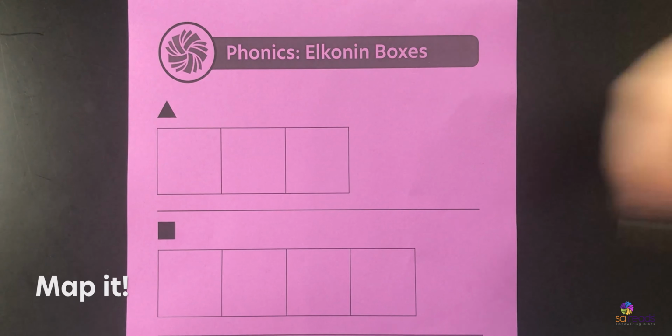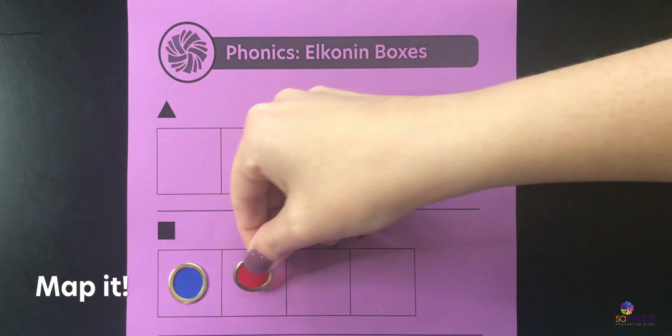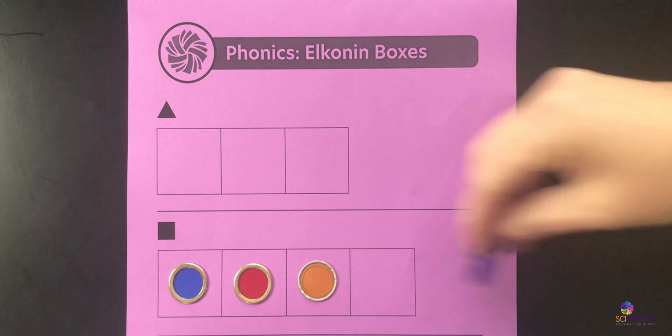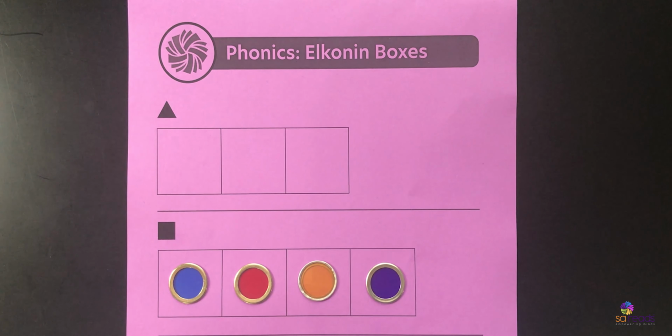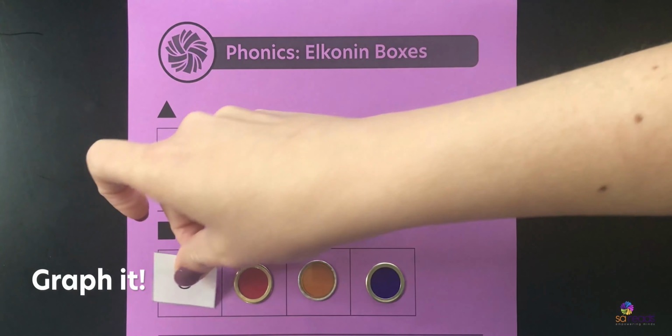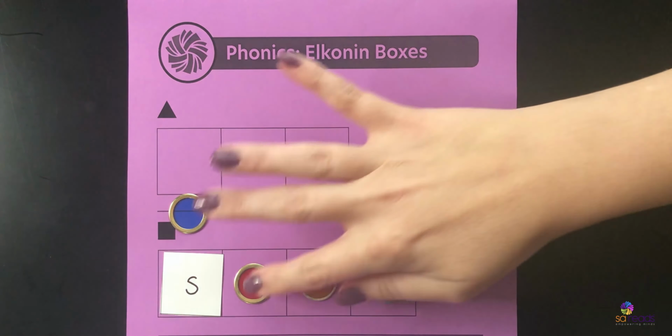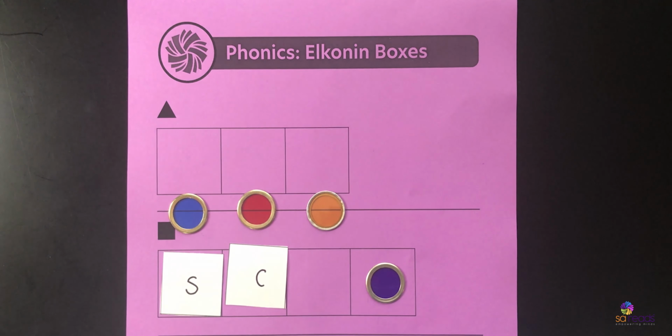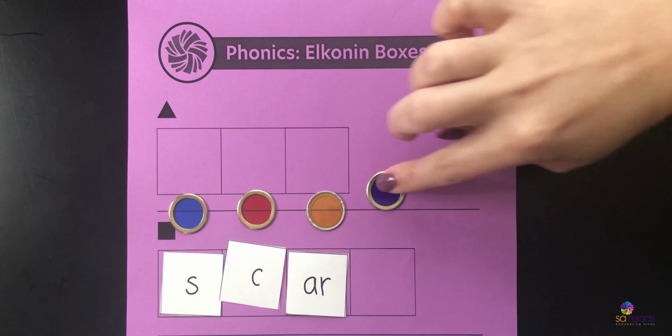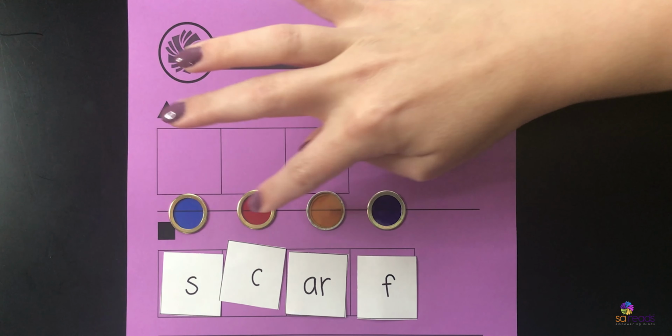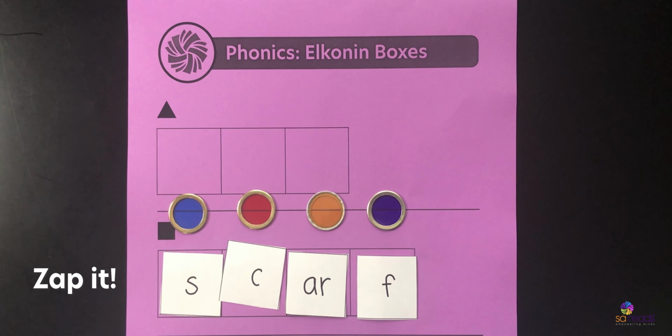Now we're ready to map it, R. Now we're ready to graph it. S, k, R, s, k, R, scarf.